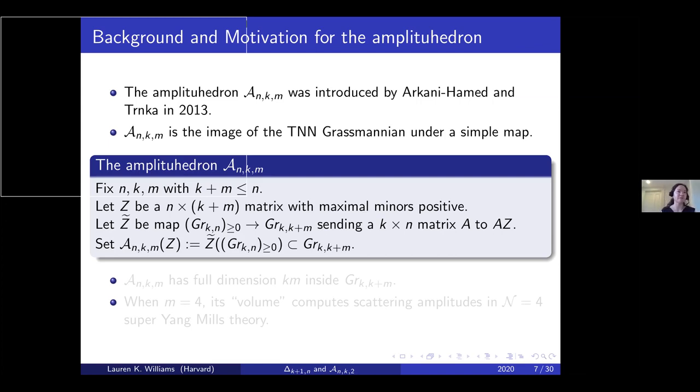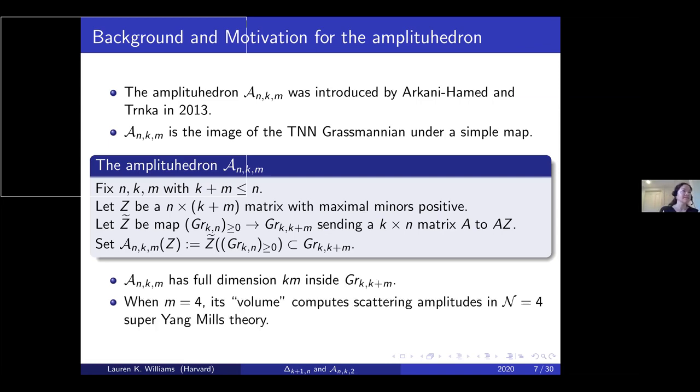And now the amplituhedron is just defined to be the image of the TNN Grassmannian under this map. So this is going to be a full dimensional subset of the Grassmannian of k-planes in k plus m space. Well, the physical motivation is that when m equals 4, its quote-unquote volume computes scattering amplitudes in N equals 4 super Yang-Mills.